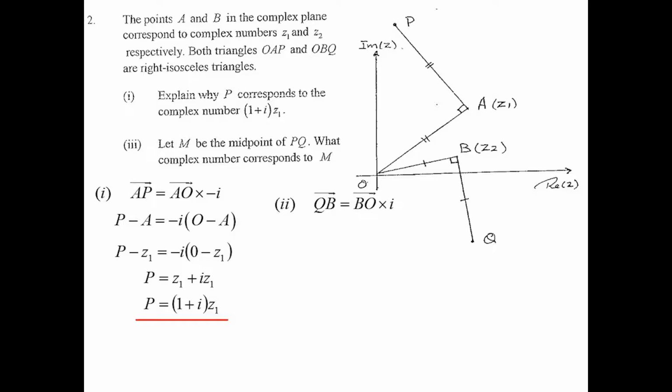This time I am rotating anti-clockwise. So subbing in for B. What do we know about B? B is Z2. So we get 1 minus i Z2. And so now we're finding the midpoint. So it'll be P plus Q on 2.